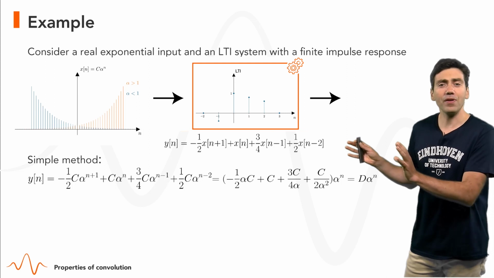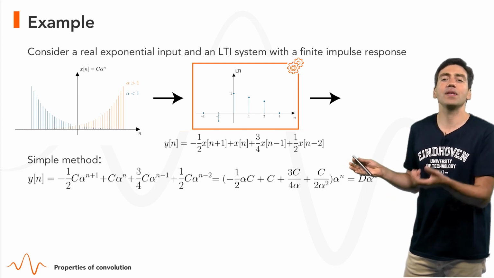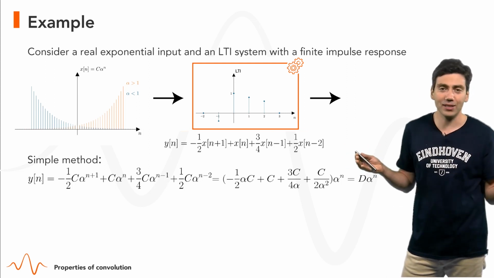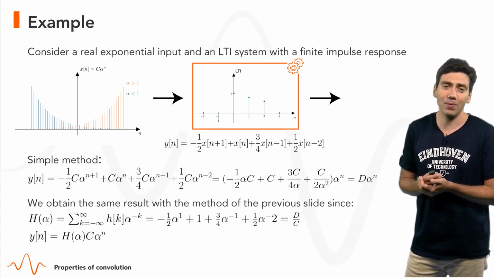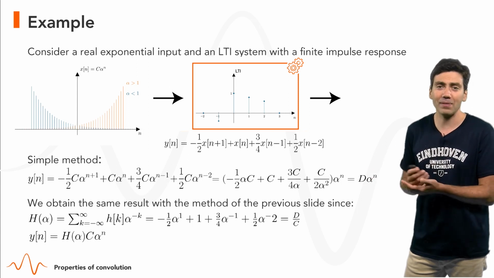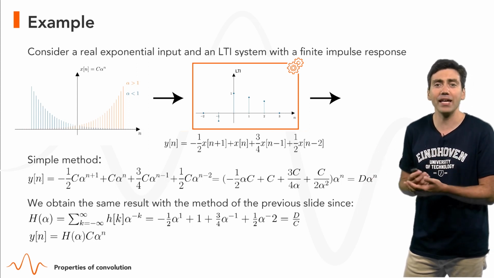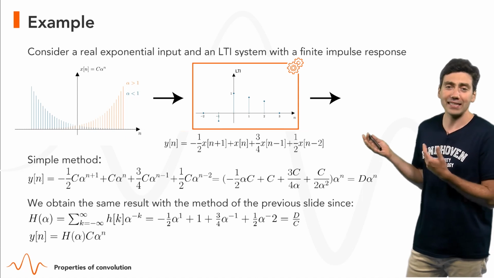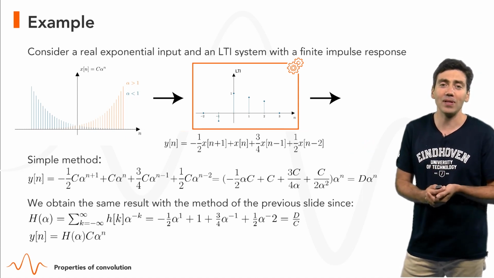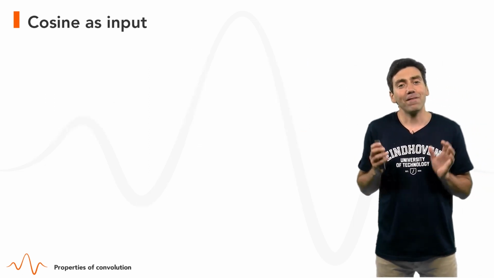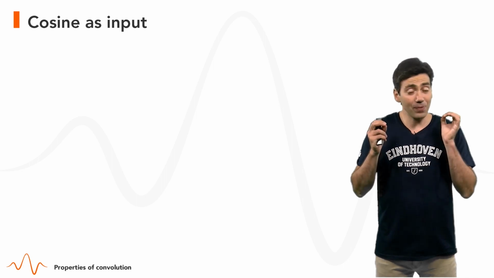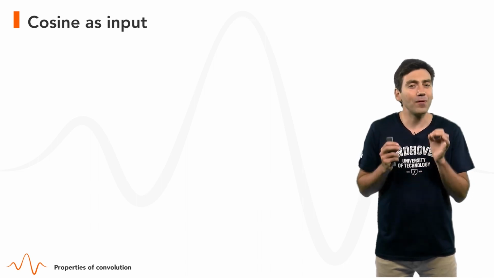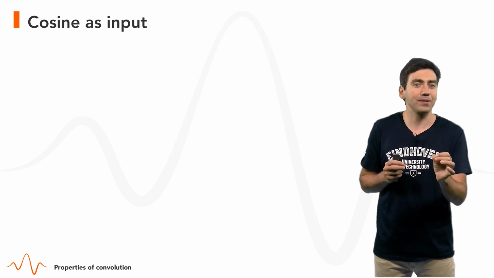Now, here we just use very basic concepts, but we can also solve this with the method just explained in the previous slide, where we have to compute these constants with the formula given in the previous slide for capital H. If we do that, we obtain exactly the same expression as we obtained with the simple method. The fact that we can consider complex exponentials, however, allows us to conclude another very important and instrumental fact.